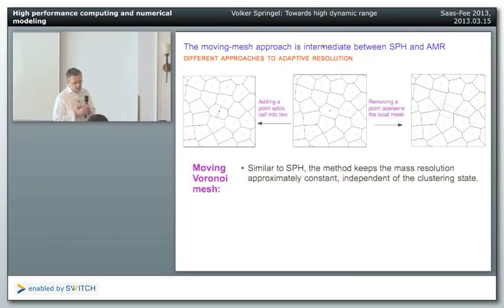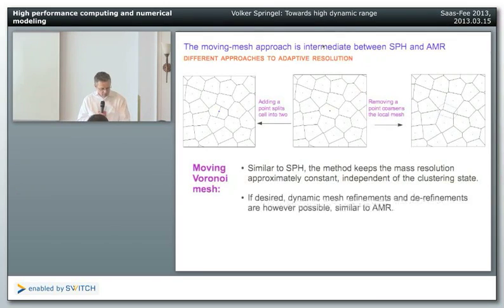Now, similar to SPH, this method keeps the mass resolution approximately constant, independent of the clustering state. So this is very similar to what SPH does. But because of this procedure, you now have slightly more freedom. You can dynamically refine and de-refine the mesh. That is similar in spirit to AMR, even though technically it's very different.